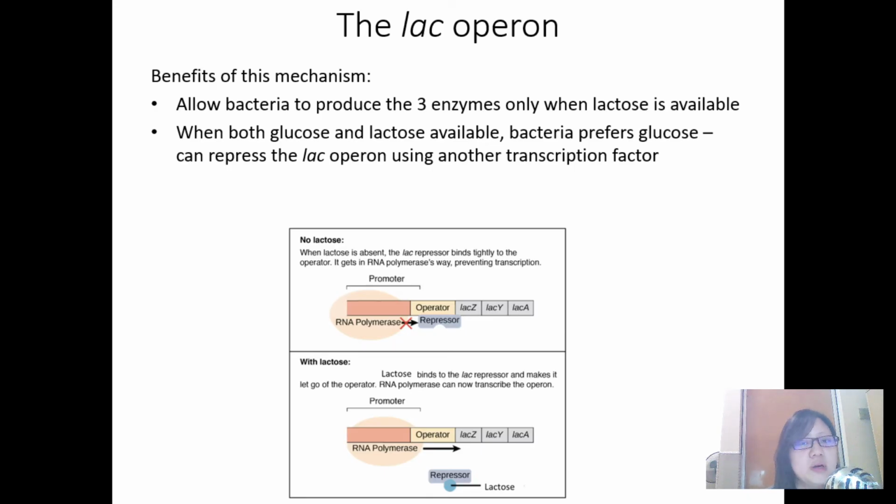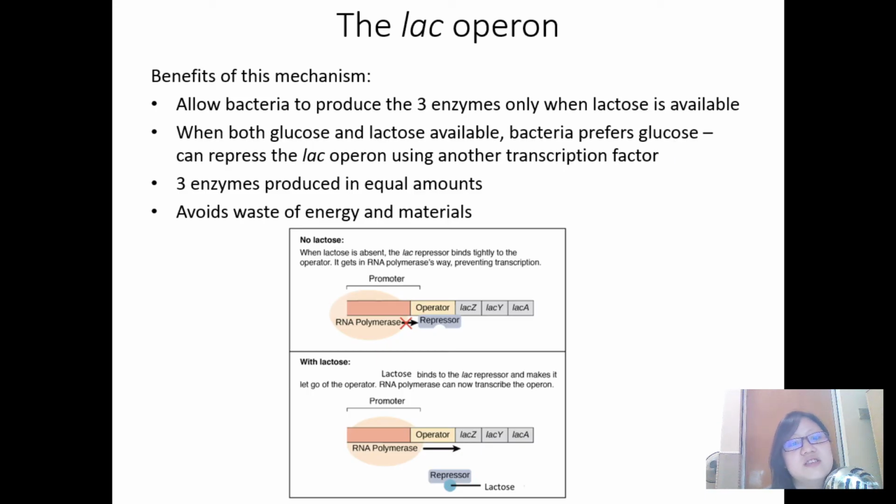So glucose is more easily absorbed, digested, and used for respiration. So the bacteria can actually repress the lac operon using this additional transcription factor in order to focus on digesting glucose only. All of this results in avoiding waste of energy and materials of the bacteria, and is very beneficial for the cell. So that is basically gene control in prokaryotes.